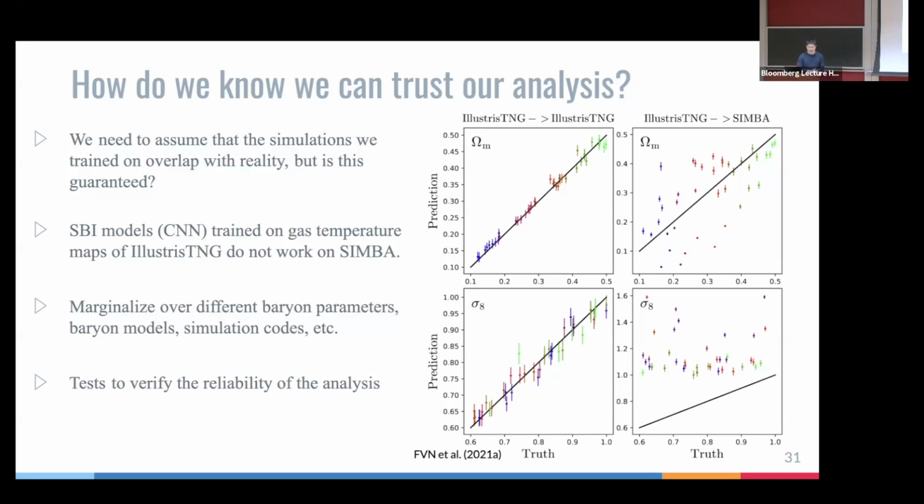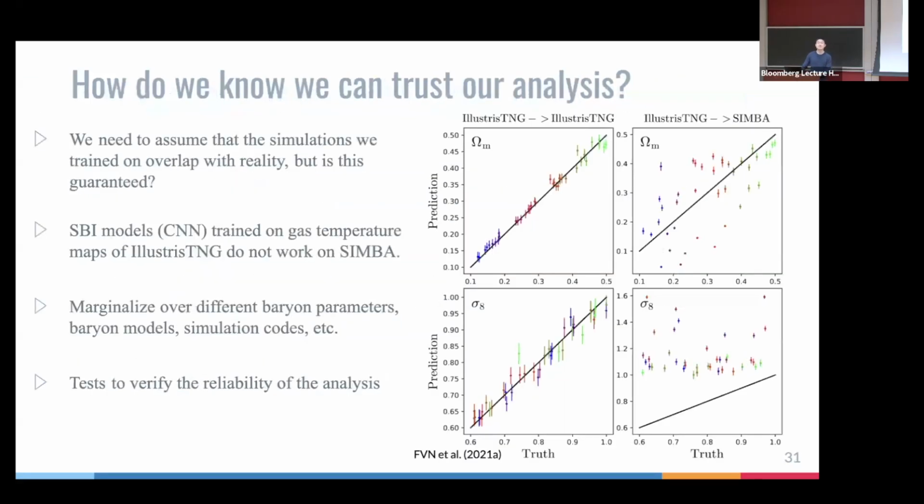So yeah, of course, we need to improve our modeling. We need to marginalize over different baryon parameters, different baryon models, different simulations. But we also need tests to verify the reliability of the analysis. We need to know when we can trust our analysis and when not to.